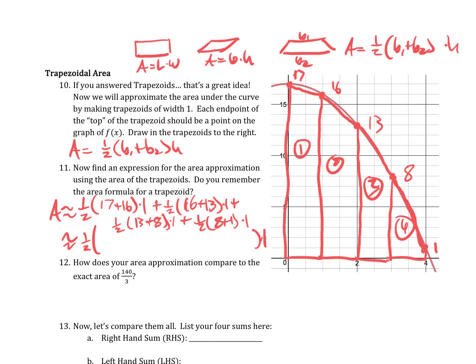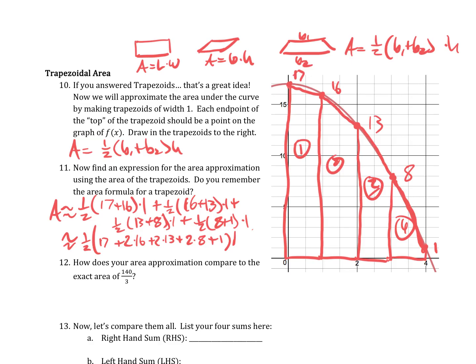Well, that comes out to be 17, and then plus 16 plus 16. Well, that's 2 times 16. And then we have a 13 plus a 13. That's 2 times 13. And then we have an 8 plus an 8. That's 2 times 8. And then we have a single 1. So all these things in the parentheses are what I just put there, okay? Let me bring this over here. All right. So all of that times 1.